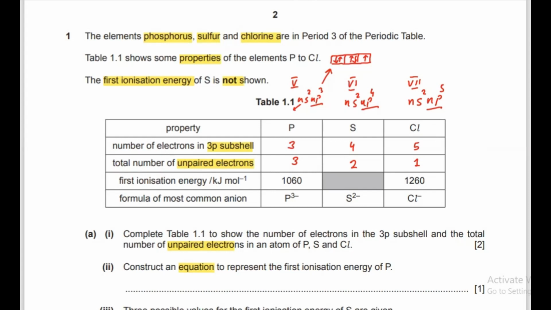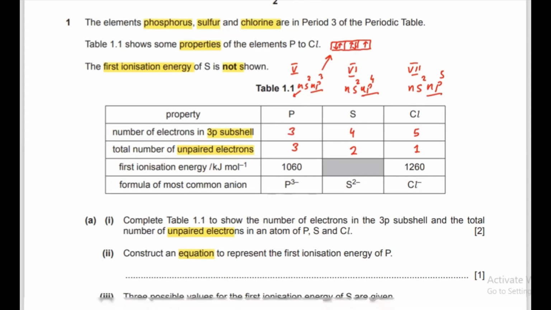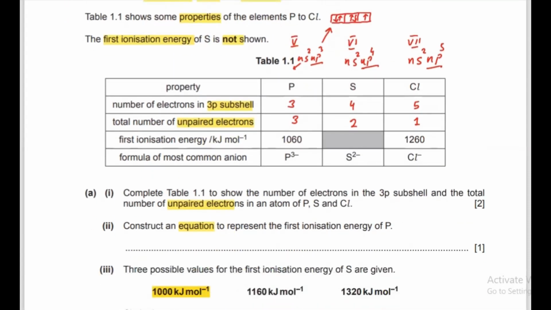Then construct an equation to represent the first ionization energy of phosphorus. Ionization energy is the minimum amount of energy required to remove 1 mole of electrons from 1 mole of gaseous atoms. So phosphorus must be the gaseous atom. The electron is removed from 1 mole of gaseous atoms of phosphorus to form 1 mole of gaseous 1+ cations. So this is the first ionization energy equation for phosphorus.